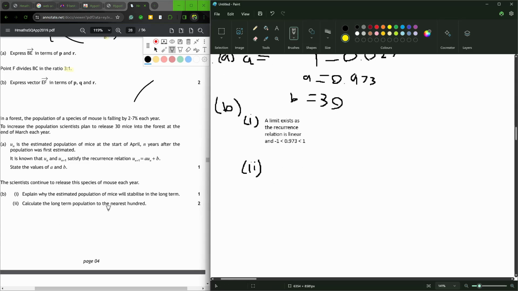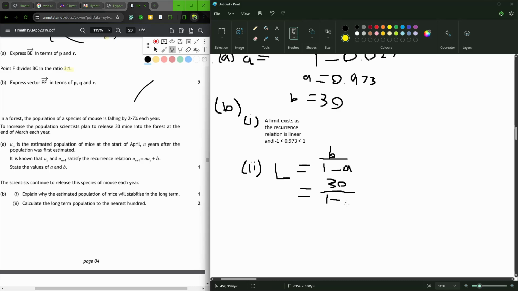Calculate the long-term population to the nearest 100. So I'm just going to be lazy. I'm going to be using the formula if I can remember it. It's just B over 1 minus A. Okay, so this is the limit formula. Now B, we've already worked out, is 30.